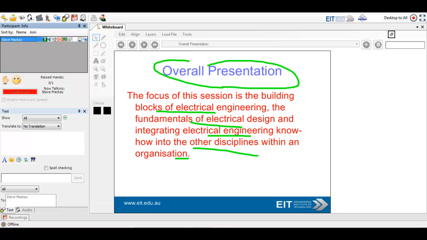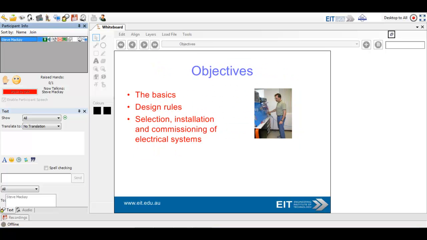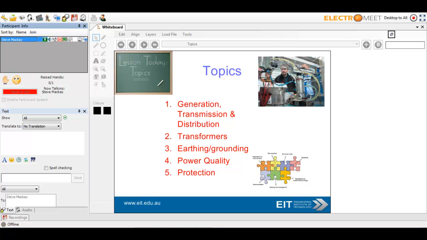give a quick summary to the whole topic, basic building blocks, fundamentals, and integrating electrical engineering into other disciplines. So I just want to look at the basics, design rules, selection, installation, commissioning of electrical systems. There's a lot of material here, but I'm just going to go through it all in about 10 to 15 minutes, so very much a crash course. Generation, transmission, distribution, transformers, earth and grounding, power quality, protection.